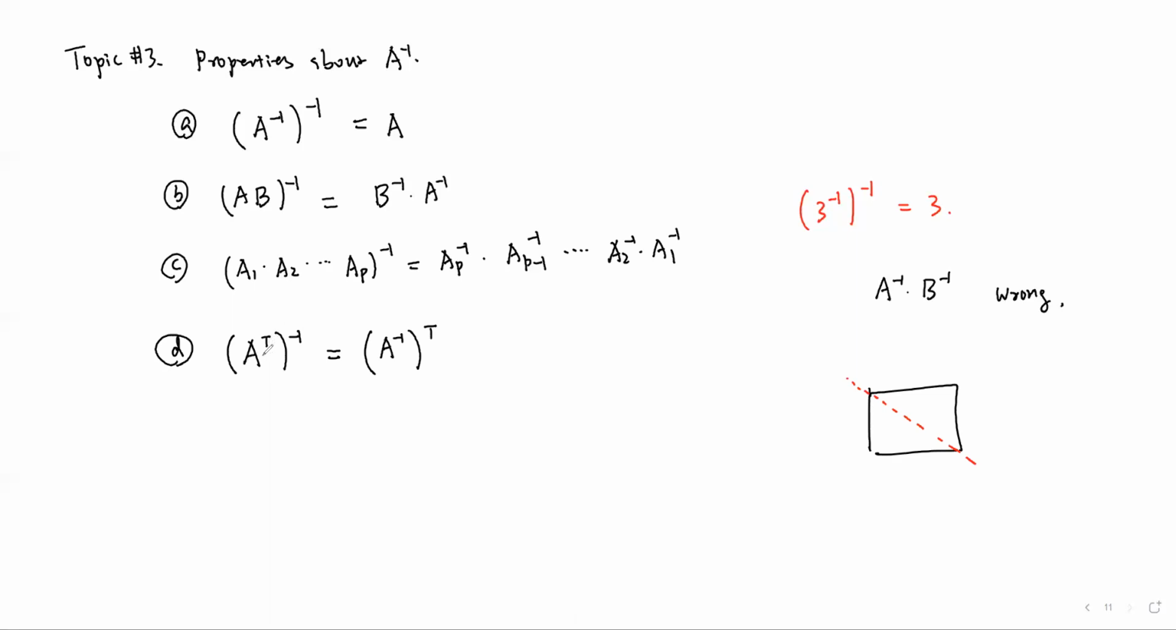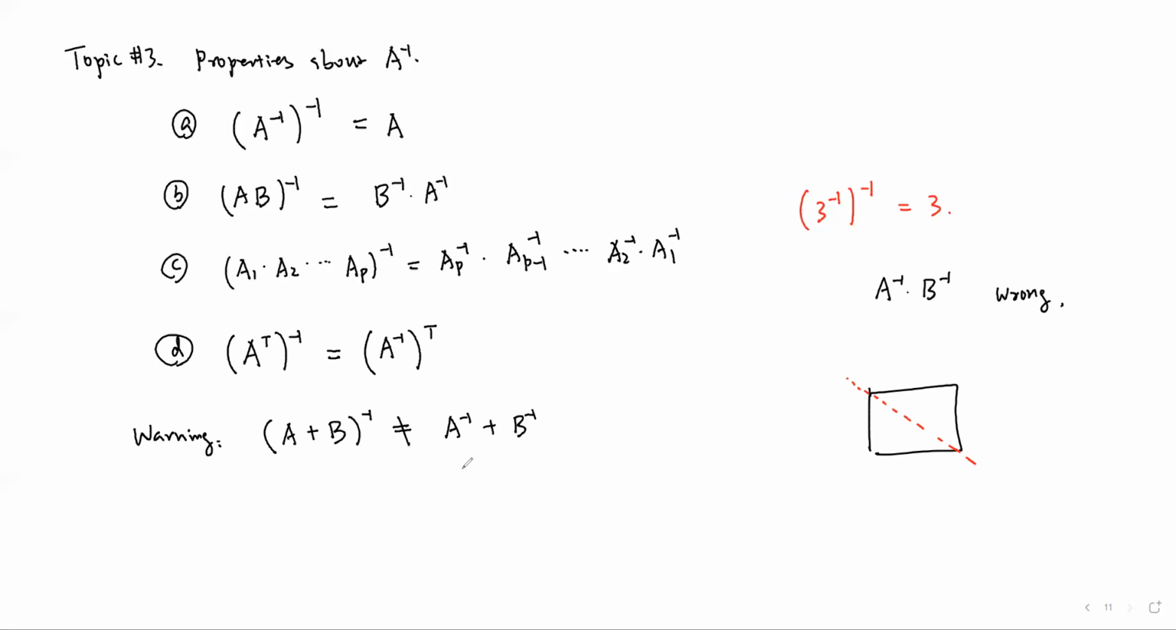Taking the transpose first, then the inverse, is equal to taking the inverse first, then the transpose. We often use these properties. But let me add a warning here. A common mistake: (A plus B) inverse is not equal to A inverse plus B inverse. I often see students make a mistake like this.